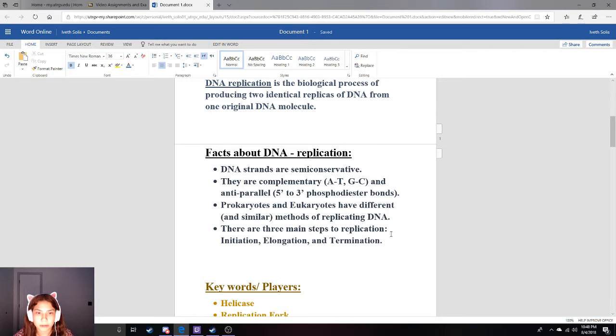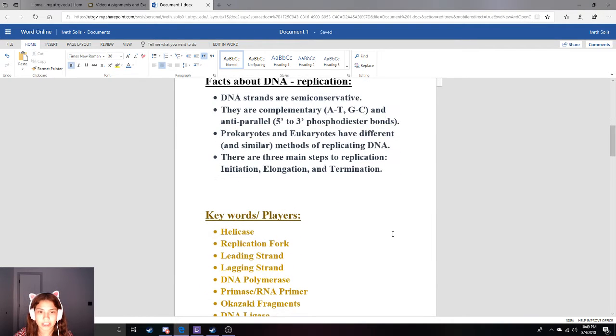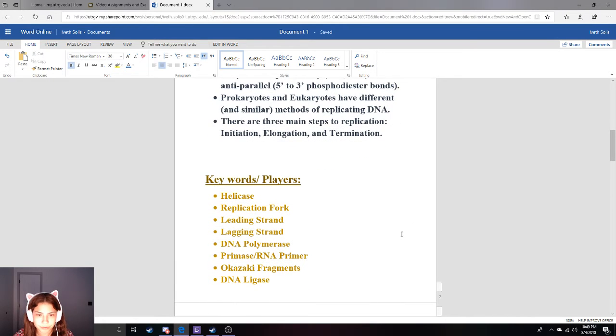Facts about DNA replication include that it is semi-conservative. The strands are complementary, so A goes to T and G goes to C, and they are anti-parallel, so it'll go from 5 to 3 and then 3 to 5. There are two different methods of replicating DNA for prokaryotes and eukaryotes, and I'll be going over that towards the end. And there are three main steps: initiation, elongation, and termination.